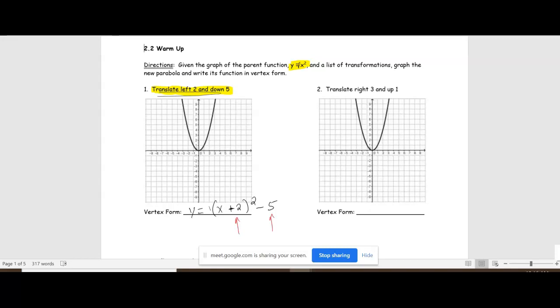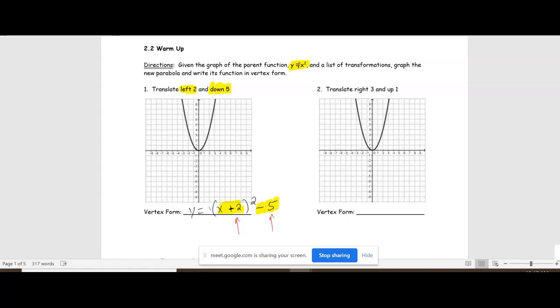So here's how, honestly, I still kind of remember it this way. In the parentheses, it's kind of the opposite of what you would think is happening. So since I have a plus 2, think kind of the opposite. Inside the parentheses, if it's a plus 2, I'm actually going to go left 2. And then on the outside, it is what you would intuitively think. If I have a -5, that's going to take me down 5. All right, Cam?